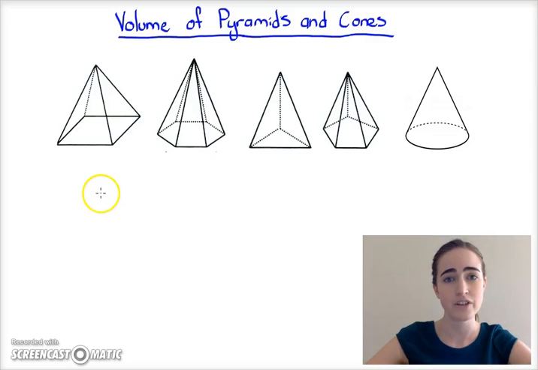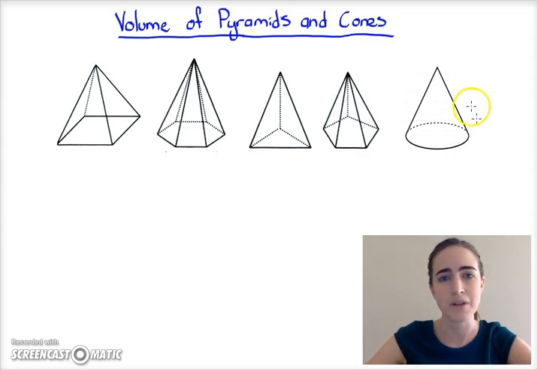In this video, I want to have a look at finding the volume of pyramids and cones. So here we've just got a couple of different types of pyramids. They can have different shaped bases, but what they all have in common is that they come to that point at the top, the apex. Now a cone technically isn't a pyramid, but it behaves in the same way, so we're going to have a look at it as well.